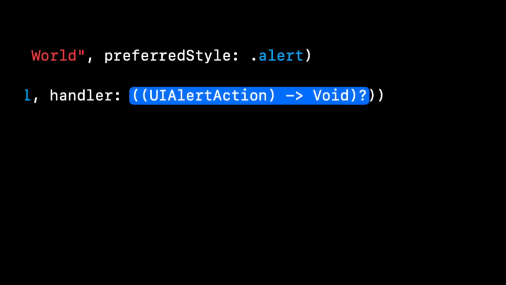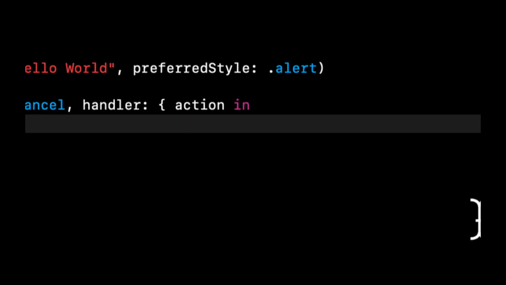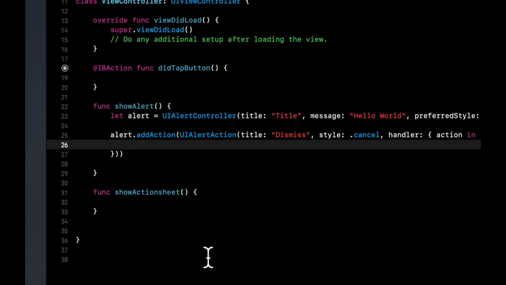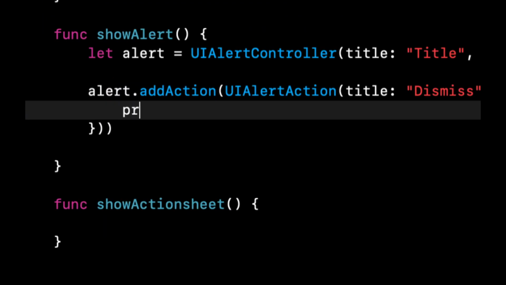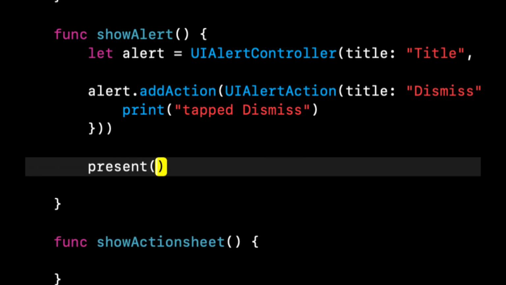And the handler is a completion block that is going to get fired when you press this button. So for now, we're just going to print out tapped cancel. Well, actually, tapped dismiss. And lastly, we want to present this alert controller. And we want to present it with an animation.